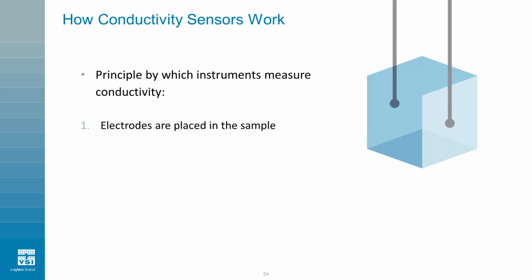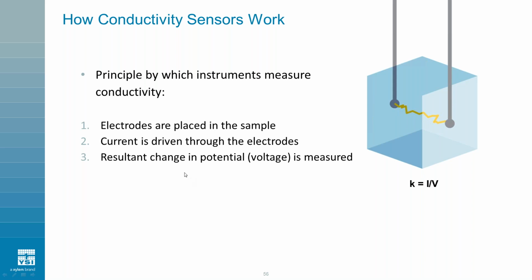So, the principle by which instruments measure conductivity. If we take a very basic example, a sample of water, electrodes are placed in the sample. You can see these gray things here as the electrodes. An electrical current is driven through them, and since the liquid is conductive, we see the current measuring through. And the results are calculated as the change in potential as it's measured across the sample. So this is a very basic way of visualizing how the conductivity electrodes are functioning.